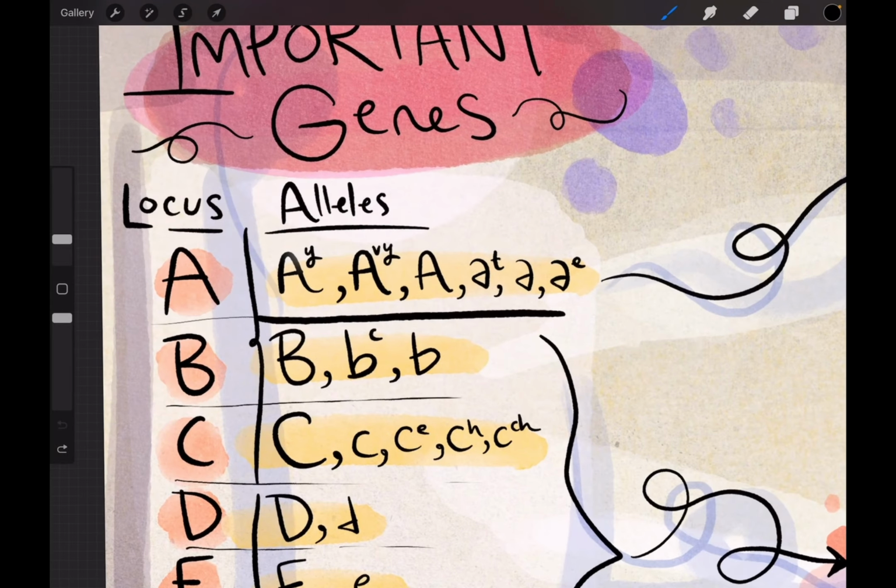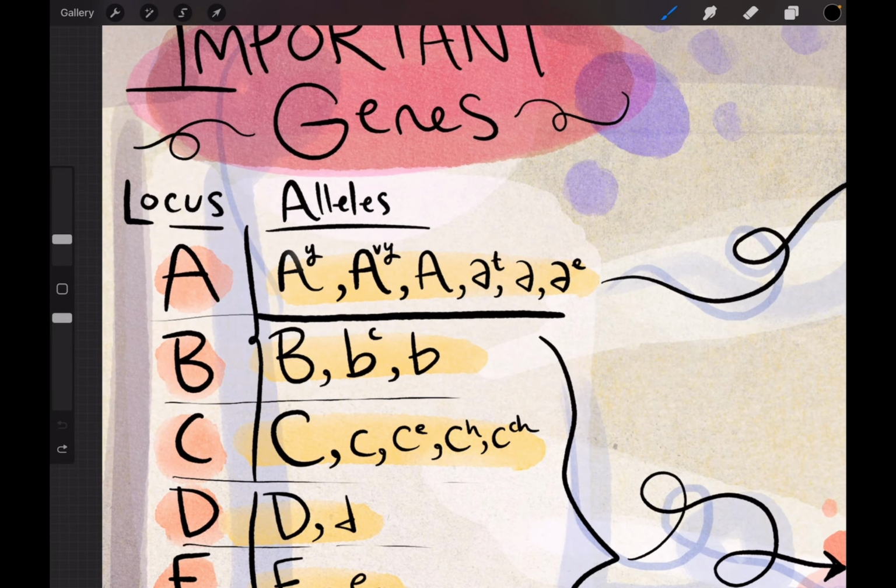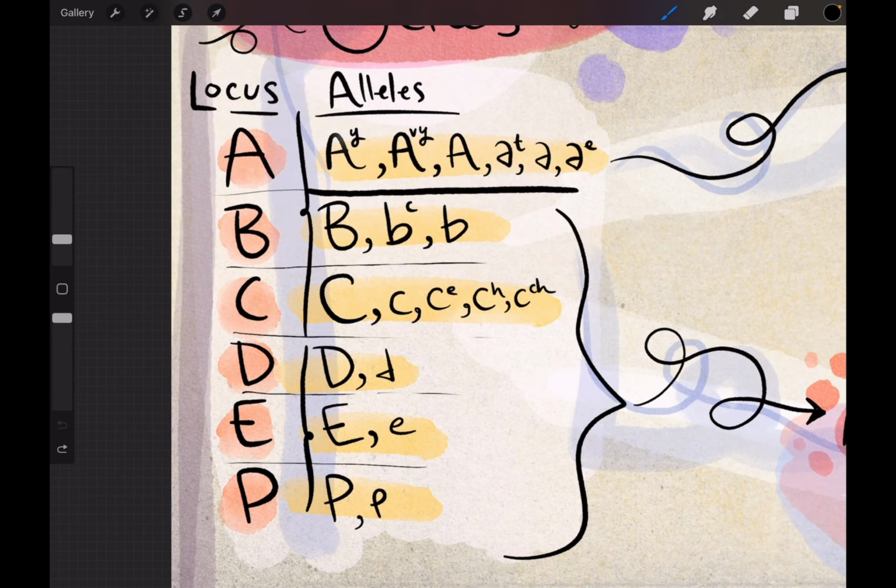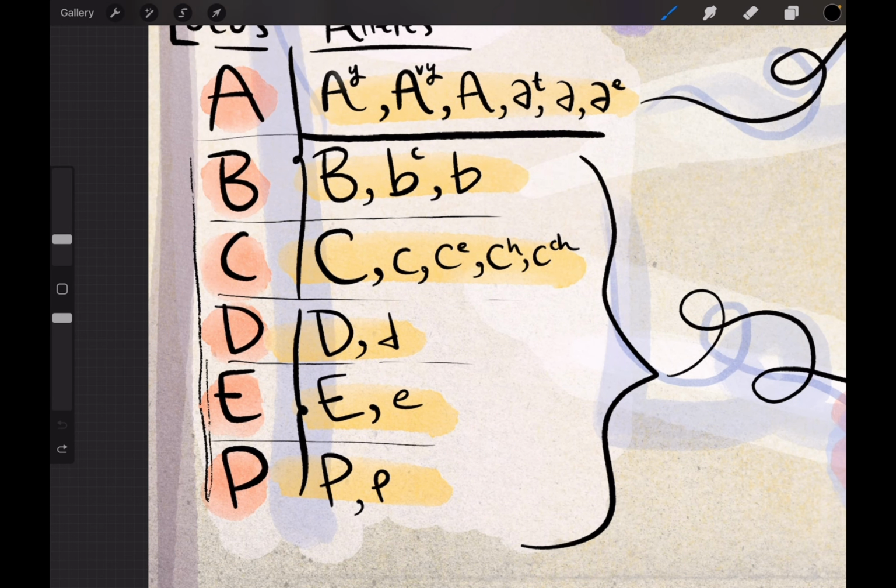Real quick as a recap, we went over the A locus last time. And now we're going to be going over all of these other loci. And these are all the most common color loci that we see in the Fancy.